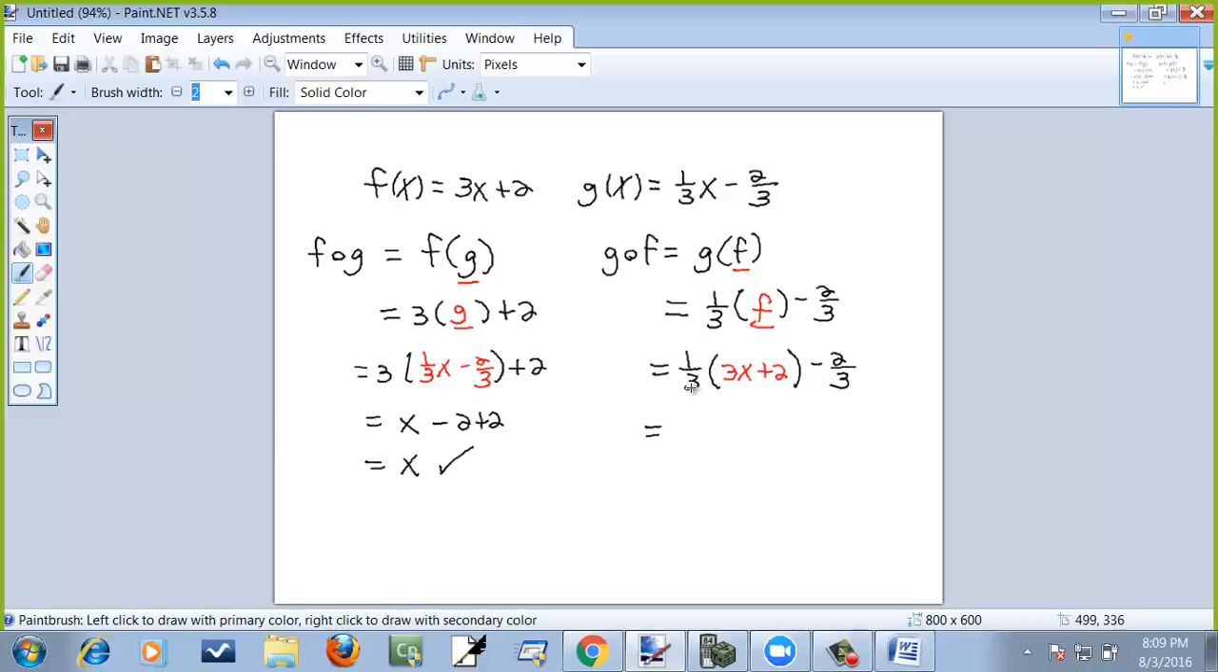Now if I multiply the 1/3 through, 1/3 times 3x gives us x. 1/3 times 2 gives us 2/3 minus 2/3. 2/3 minus 2/3 cancels and we got x. If the composition going both ways gives you x, then the answer is yes, these are inverses of each other. That's what it means to be inverses of each other algebraically.